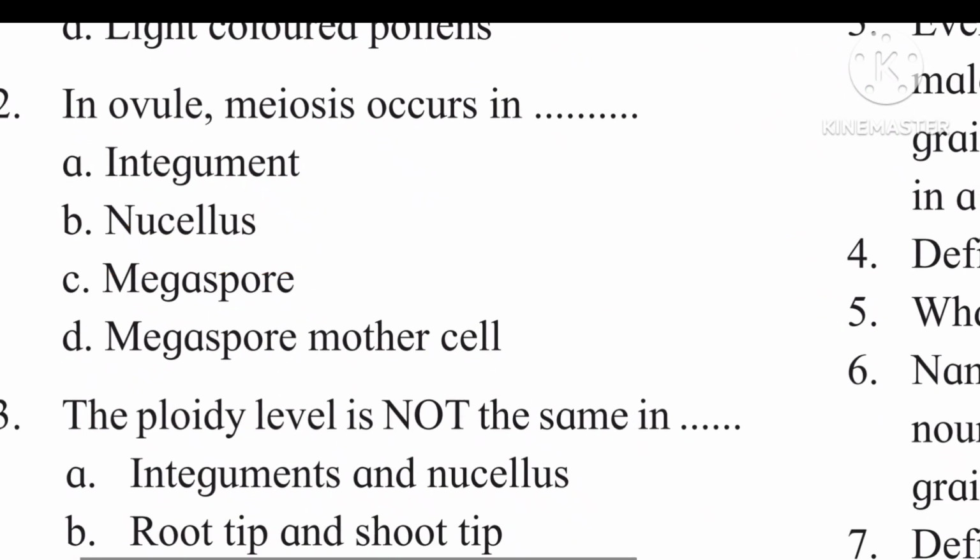Second, in ovule, meiosis occurs in A, integument; B, nucellus; C, megaspore; and D, megaspore mother cell. Here correct option is megaspore mother cell.